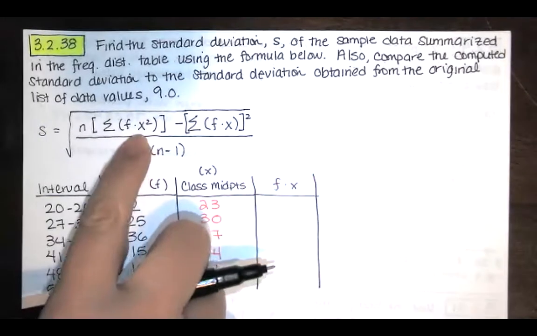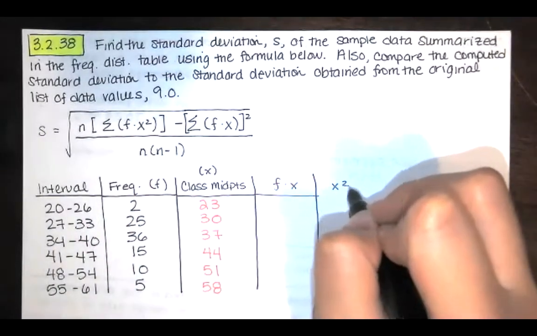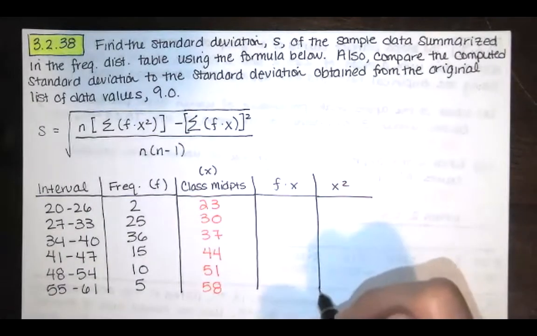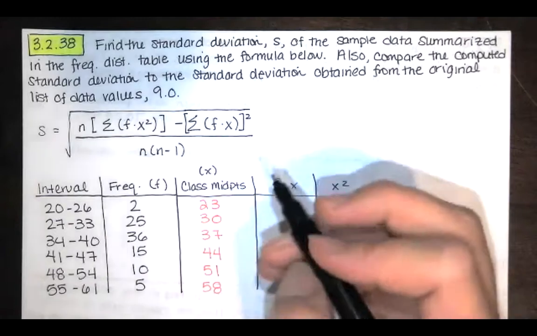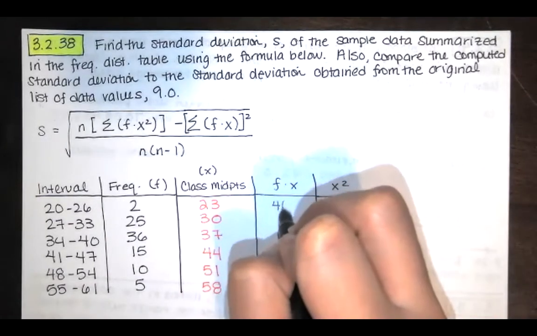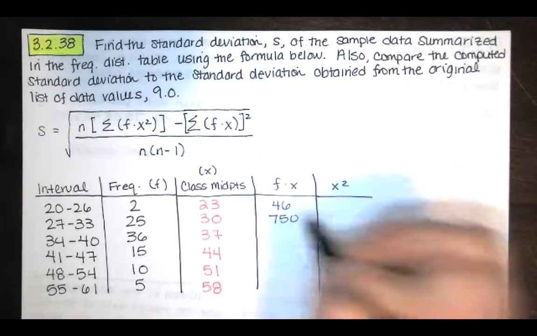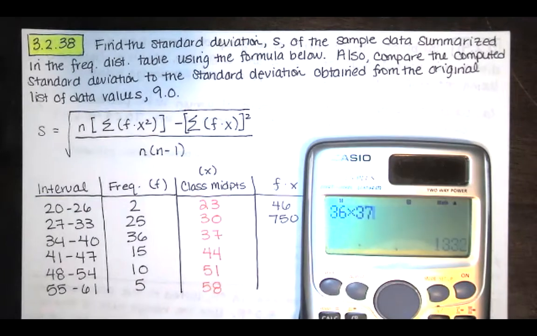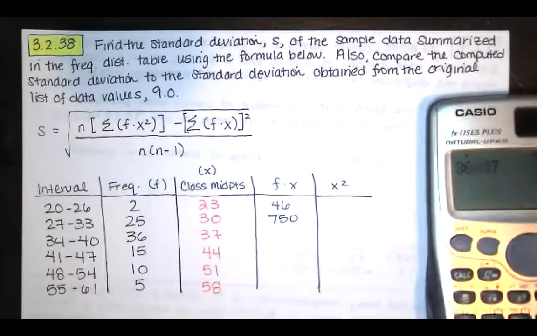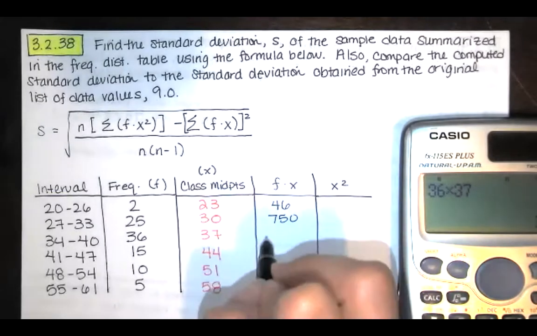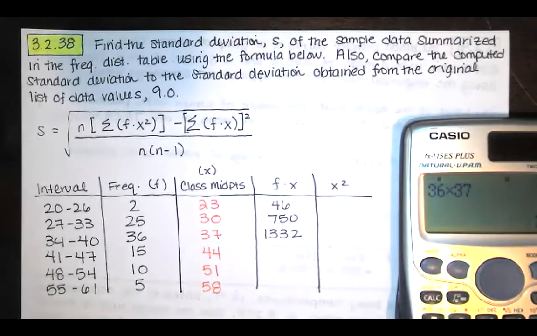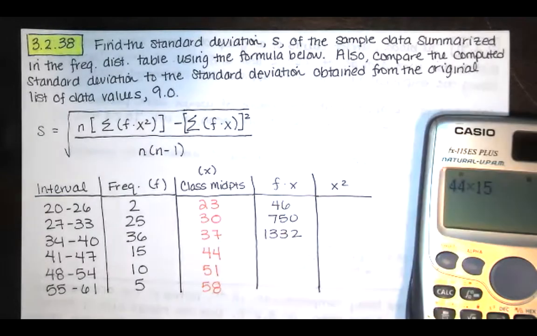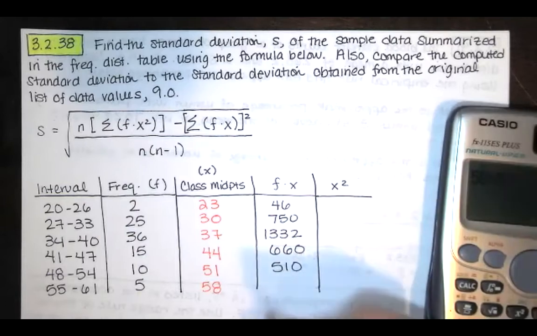And we also need those class midpoints squared. So let's do the f times x. So this will be 46 and 750 and 36 times 37 is 1,332. 44 times 15 is 660. 10 times 51 is 510, and 58 times 5 is 290.